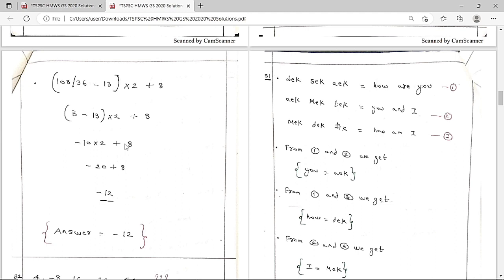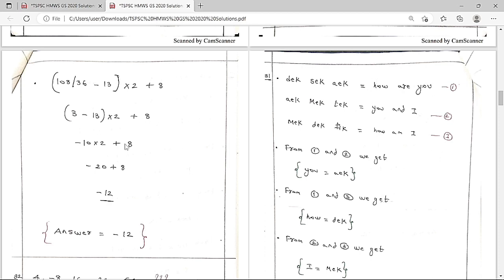So first you do the simplification of what is present in the bracket. Out of division and subtraction, division has the highest priority. So 108 by 36 means 3. Then 3 minus 13, and everything else remains as it is. So 3 minus 13 is minus 10. Then minus 10 into 2 plus 8.